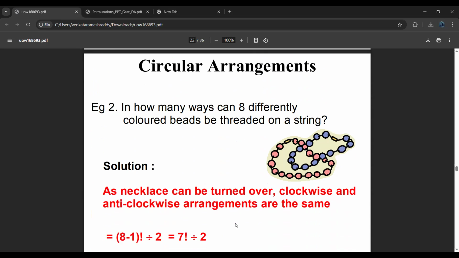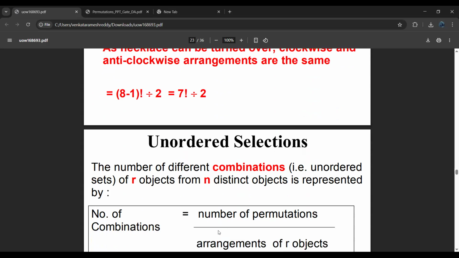In how many ways can 8 different colored beads be threaded on a string? A necklace can be turned over, so clockwise and anti-clockwise arrangements are the same. It can be done clockwise or anti-clockwise, so there are two possibilities. So we take (n minus 1) whole factorial, (8 minus 1) factorial, 7 factorial, and divide by 2. You'll get the required answer.